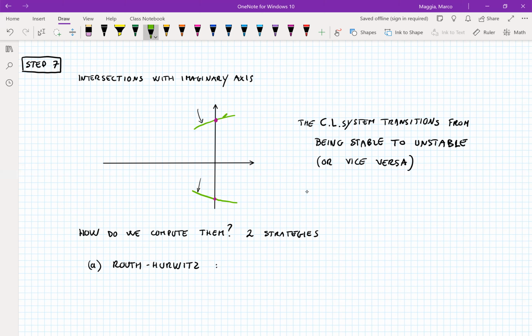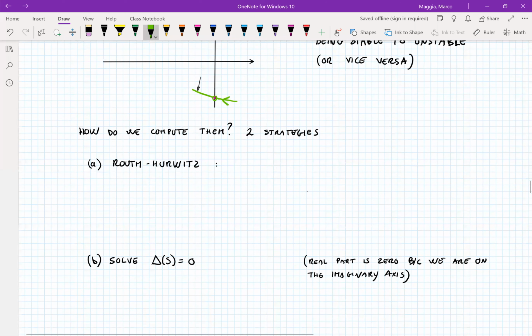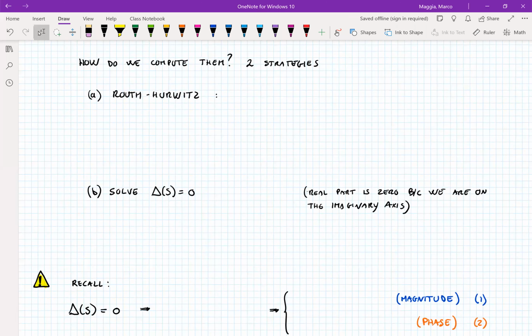Of course, you could also have that the direction of growth could go the other way. So if you had that as k grows, you follow these two branches from right to left, and the system becomes stable as k grows when it intersects the imaginary axis. So at the actual intersections, the system is marginally stable. So how do we actually compute such intersections? Well, we have a couple of strategies.